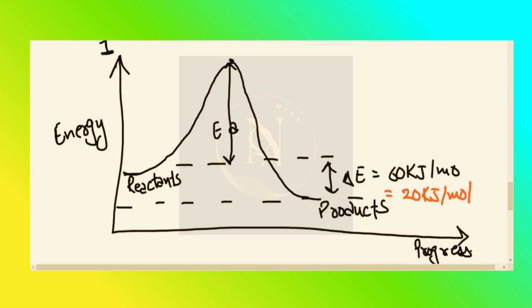And for the representation for reaction 3, let me use green. The activation energy required will be 15 kilojoules per mole. But in this case, the reactants will start from the lower end of the reaction. The reaction will go like this for reaction number 3, and they will end at the upper line. For this case, the activation energy required will be EA.